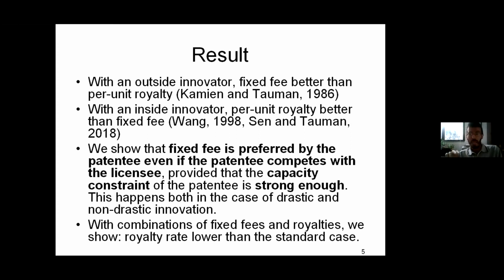Okay, and in the case of optimal combination of fixed fees and royalties, our main result is that there are many situations where the optimal royalty is lower than what we have in the standard case, so without the capacity constraint. These are the main results. So they're very simple after all, because the model is simple too. And then I will move to describe the model.